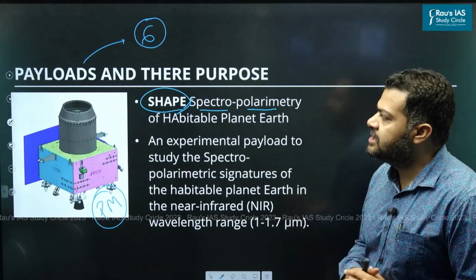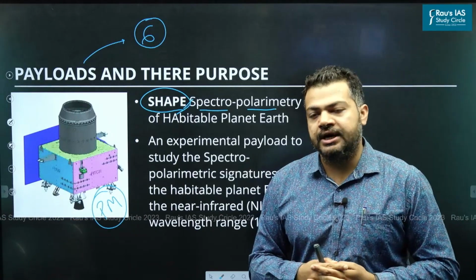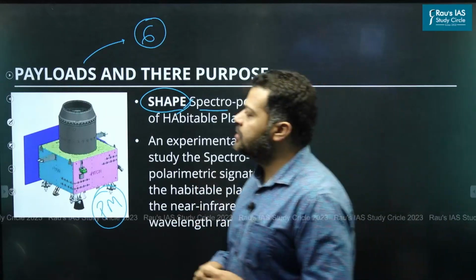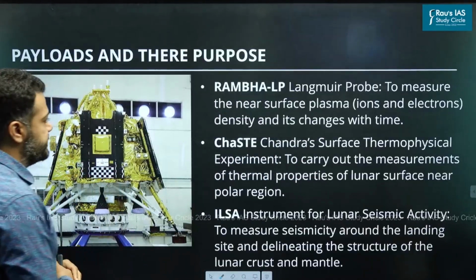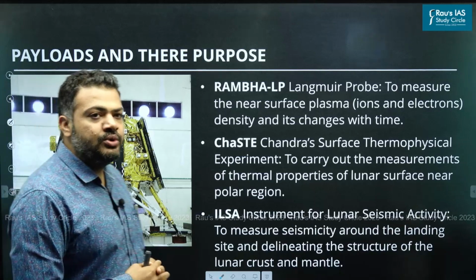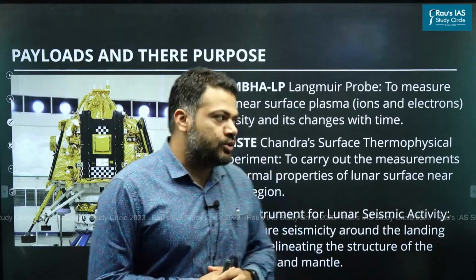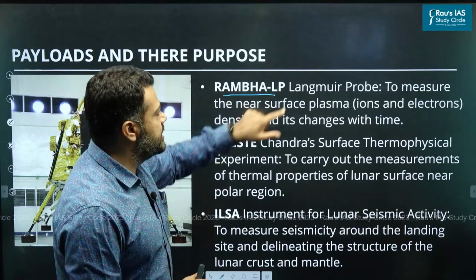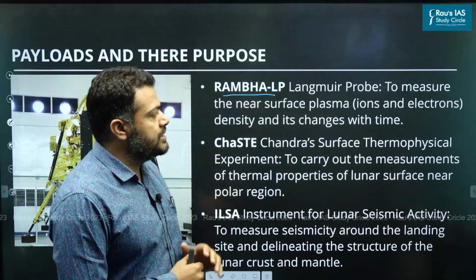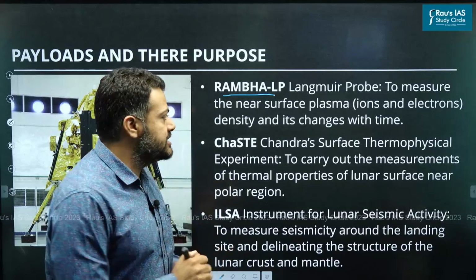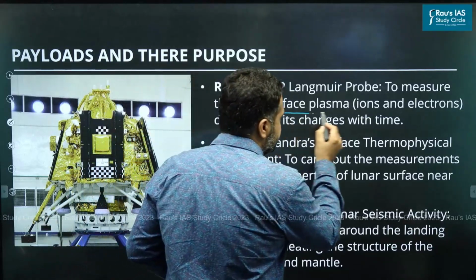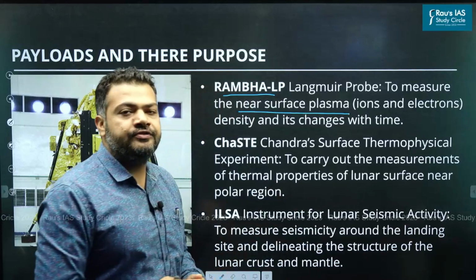So this is basically the SHAPE module of the Chandrayaan-3. It is part of the propulsion module equipped in Chandrayaan-3. Now, when you look at the landing module of Chandrayaan-3, it basically contains 3 payloads. The first one is Ramba LP. The Ramba LP is basically a payload that is meant to measure the surface plasma of Chandrayaan-3.